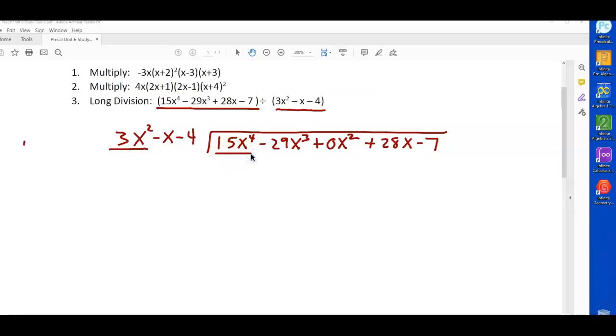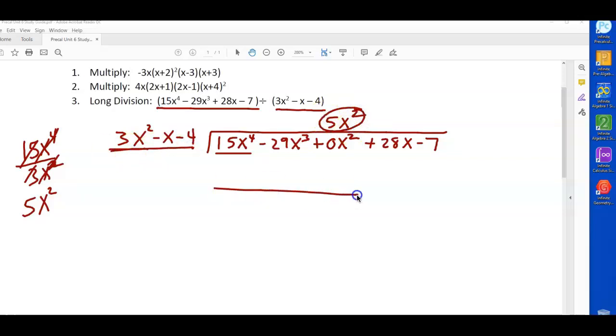Now, we do our long division, and we just ask ourselves how many times does 3x squared go into 15x to the 4th? I'll show my work this one time off to the side. I take 15x to the 4th and divide it by 3x squared. 3 goes into 15 5 times, and x squared goes into x to the 4th x squared times. So that one's going to be 5x squared. Then you're going to multiply that by all 3 of these terms, and then write your answer down here.